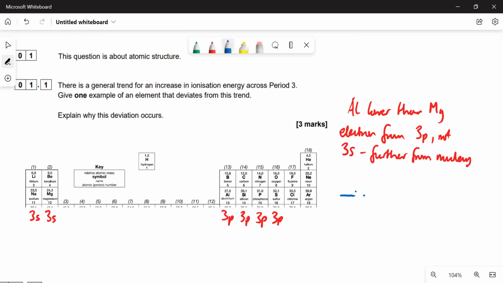Right, here are the 3p orbitals. Well, that's for phosphorus, but if it's sulfur, the electrons have to pair up. So you're removing this electron, which is paired up. You get pairing of electrons in the 3p shell, so there is some repulsion. So the first ionization energy of sulfur will be slightly lower than that of phosphorus.